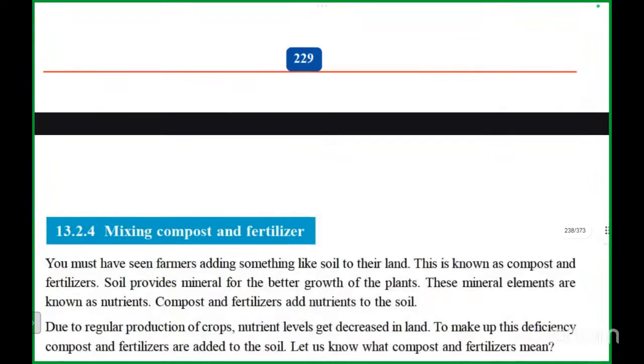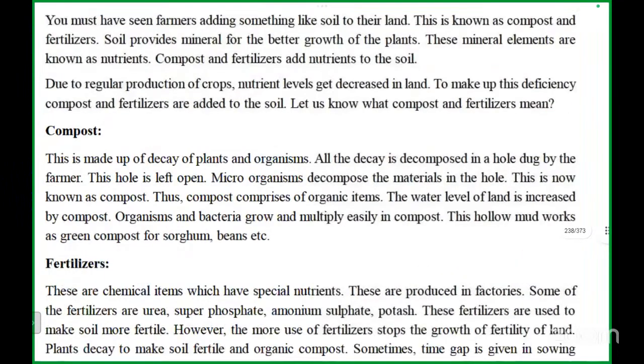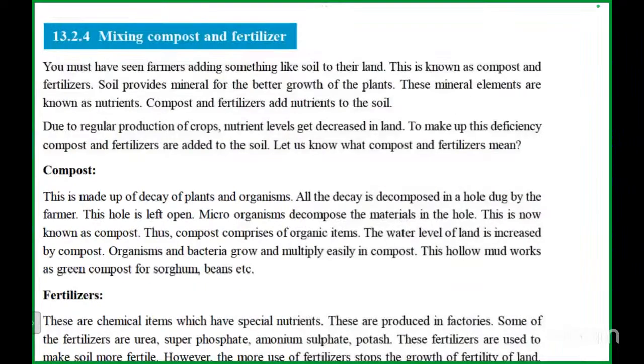Now then comes mixing of compost and fertilizer. You must have seen farmers adding something to their land, some black colored thing into their soil. That is known as compost and fertilizers. Soil provides minerals for the better growth of the plants. These mineral elements are known as nutrients. Nutrients are mineral elements that provide nutrition to the plants. Compost and fertilizers add nutrition to the soil.